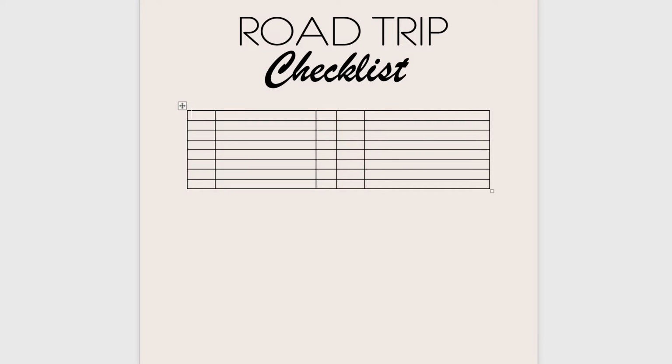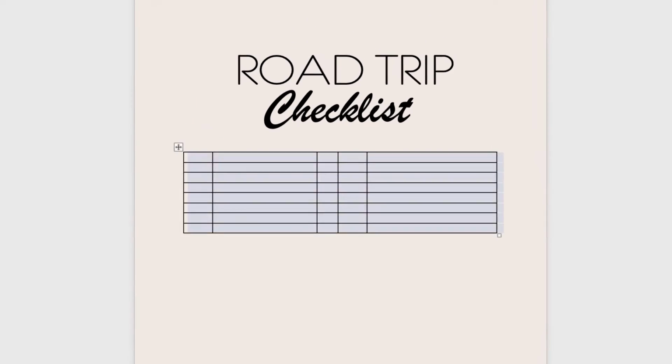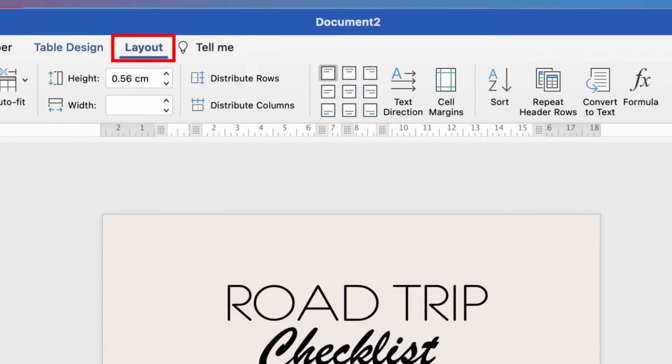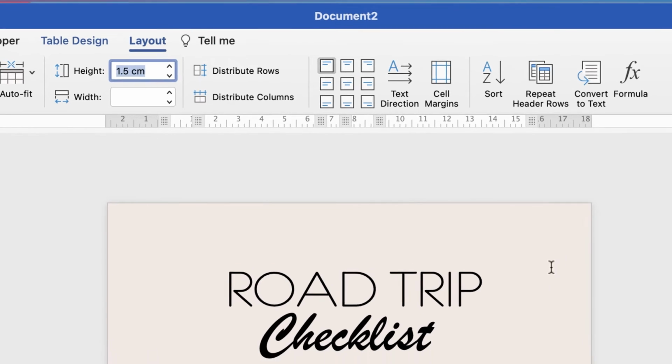Now at the moment, the rows are a little too narrow, so I want to change the height of all of my rows. So I'm going to select my table by clicking on this square up here with the cross-headed arrow. And then I'm going to go up to Layout and I'm going to go to height here. And all I'm going to do is just use the up arrow. So mine's getting a little clunky, I don't know why. I'm just going to enter 1.5 centimetres and press enter.